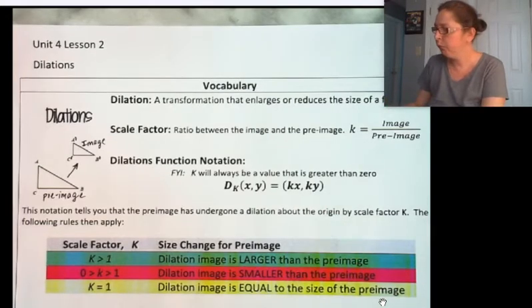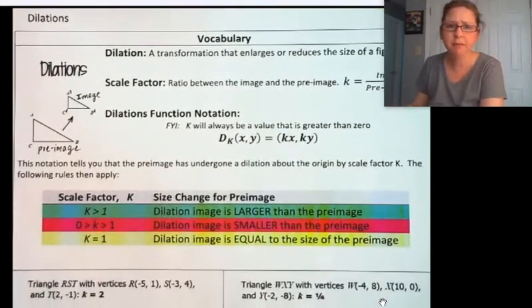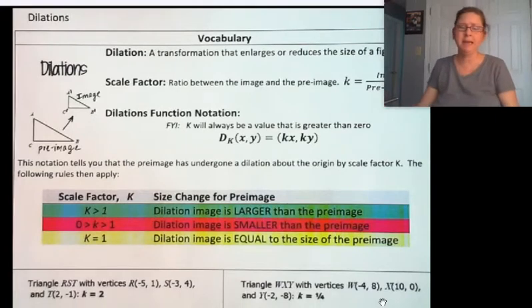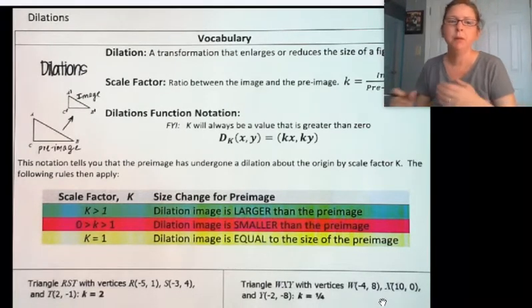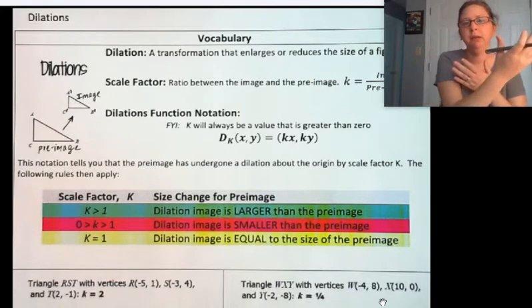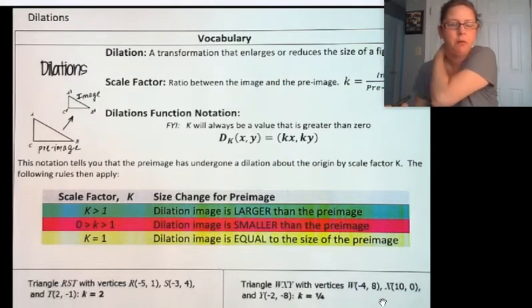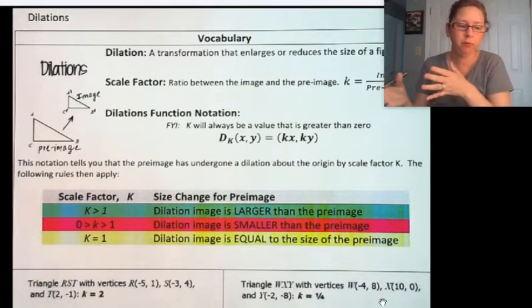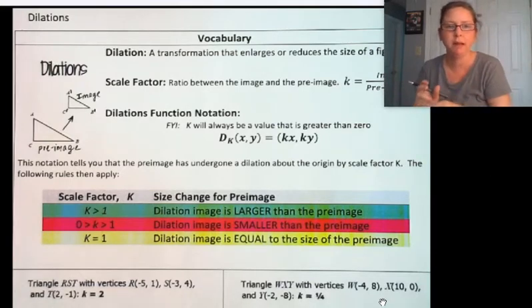So there are some rules about scale factor. Scale factor can never be less than 0. It can't be negative because we are talking about making something bigger or smaller, not reversing it to the other side. Okay, that would be like we would need to do a shift or a flip or something else to move it a different way like that.